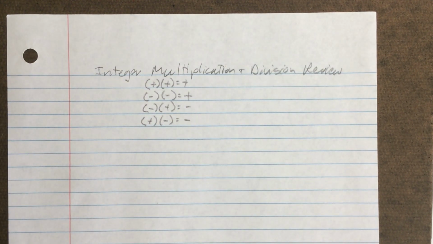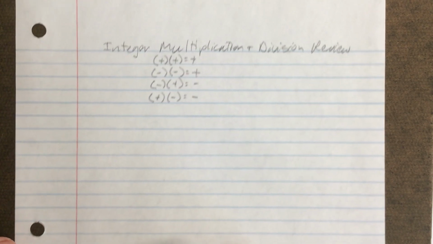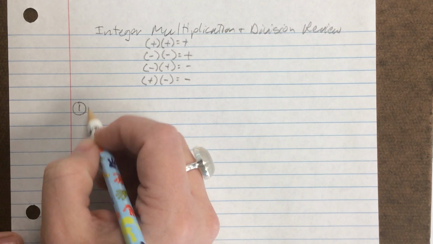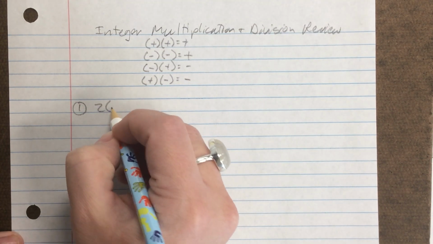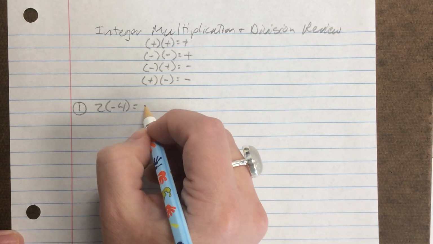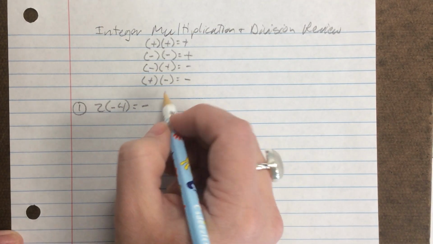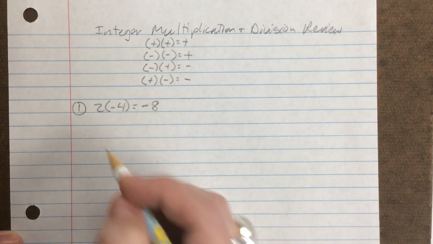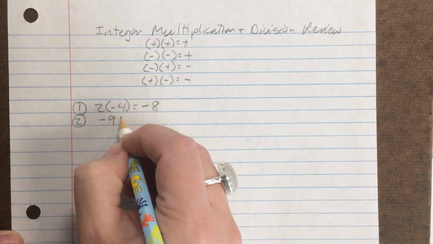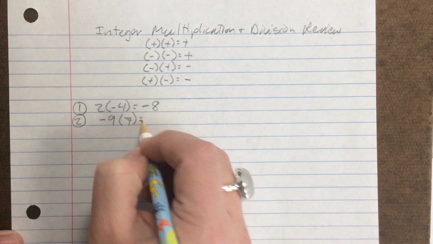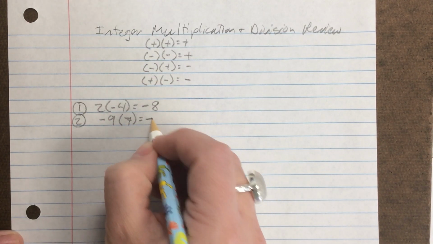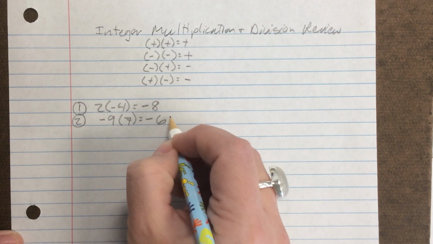So let's do a few practice problems just to remind you what all these look like, and then we'll be off on our practicing, okay? Number 1, 2 times negative 4. First of all, we only have one negative, which means the answer is negative, and 2 times 4 is 8. Ta-da! Number 2, negative 9 times 7. Here again, we have only one negative, which means the answer is going to be negative, and 9 times 7 is 63.